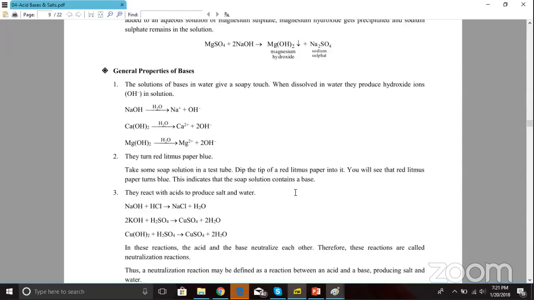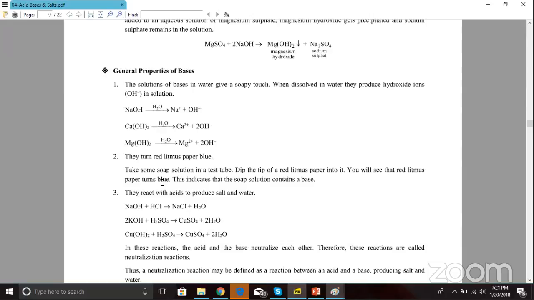So, general properties of the bases. Okay, what are the general properties? They have a soapy touch. When we add water to the base, it splits up into ions and gives you OH minus ions. So NaOH when dissolved in water gives Na+ plus OH-. Ca(OH)2 when dissolved in water gives Ca2+ plus 2OH-. Magnesium hydroxide when dissolved in water gives Mg2+ plus 2OH-.